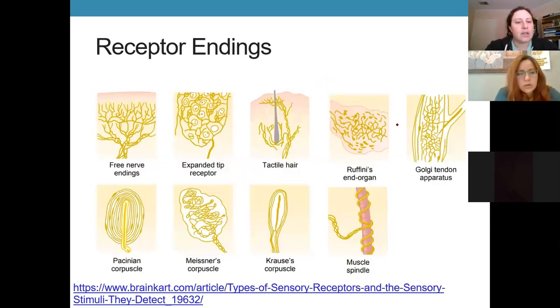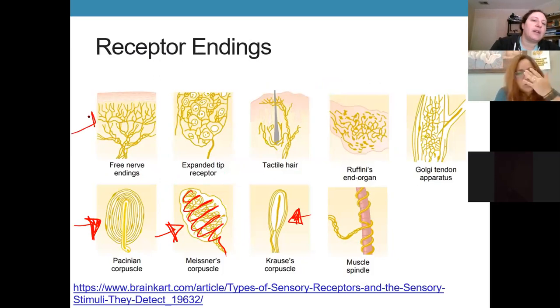Here are some more examples of encapsulated versus non-encapsulated. Here's that Pacinian corpuscle that you should be looking at in lab. This is encapsulated, and this is Meissner's, also encapsulated. There are other types of corpuscle-type things as well, although we don't typically look at them in lab. Then these are the free nerve endings, and these are all the things in between. They're not just free nerve endings, but they don't have as much connective tissue support. You don't need to know any of these specifically, okay? These are just examples to help you see what we're talking about.